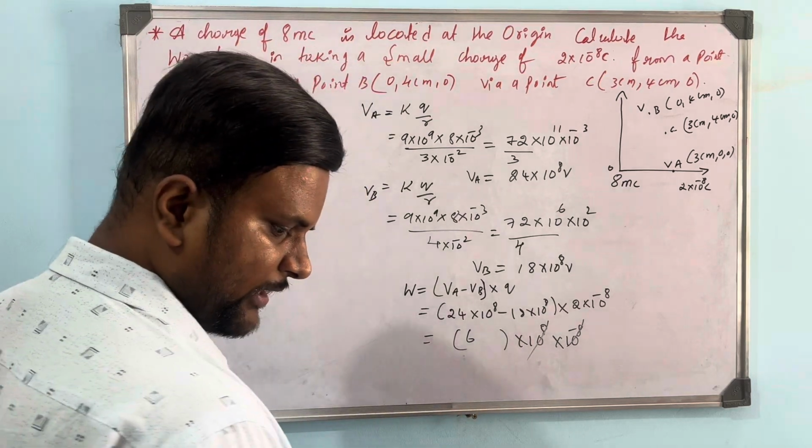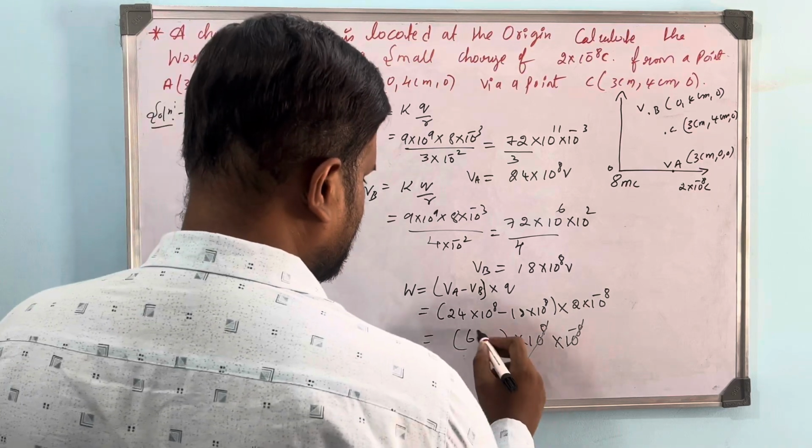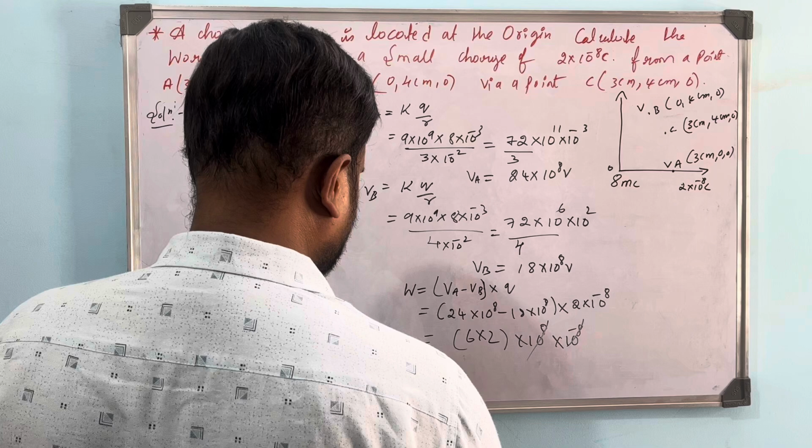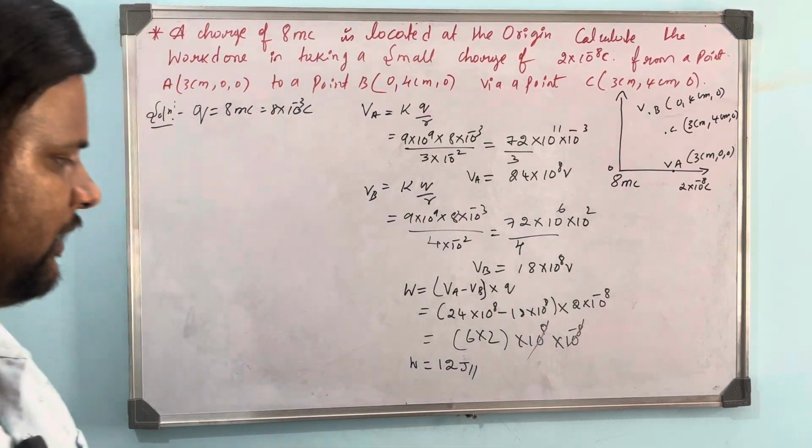So the work done here is 6 into 2, so W is equal to 12 joule. Okay, so this is the required solution.